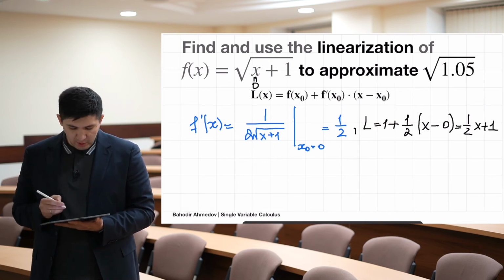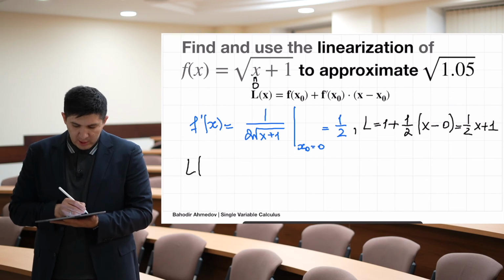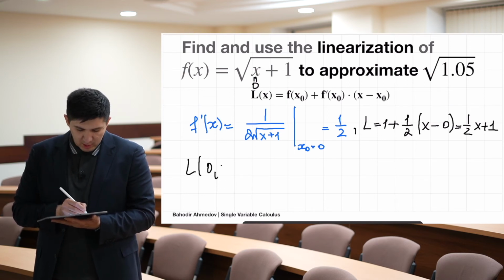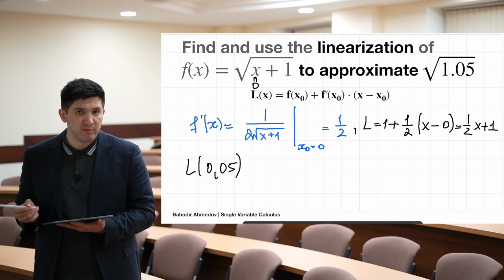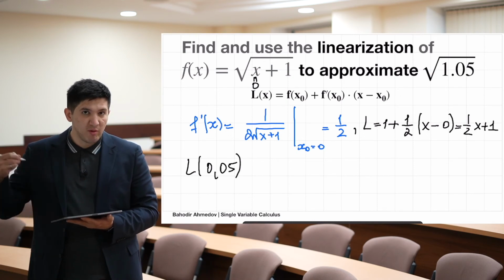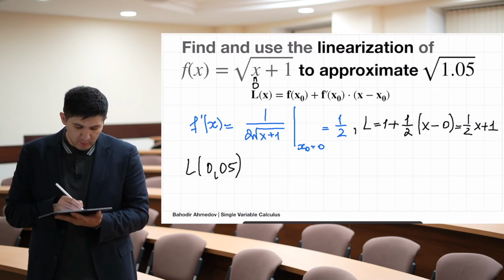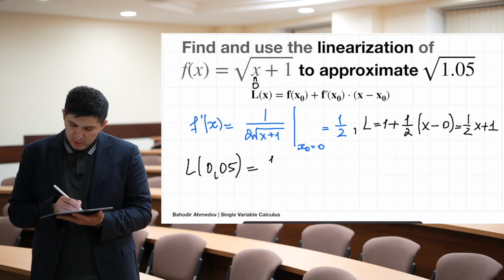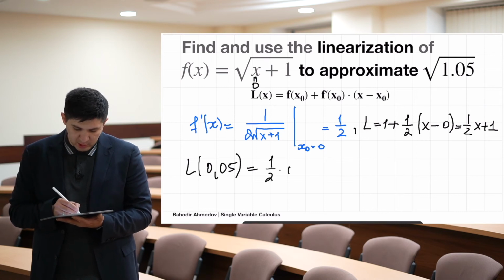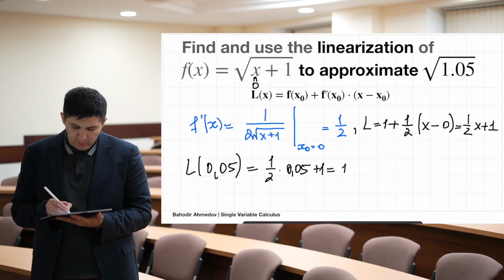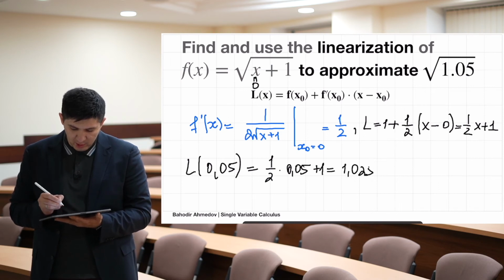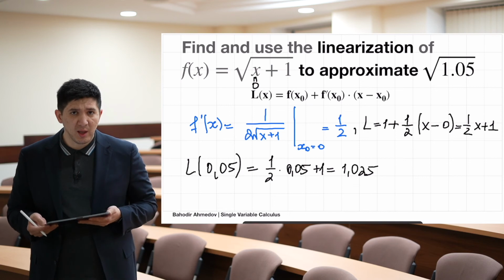Okay? So now we have to evaluate L at 0.05, right? So at the point 0.05, our approximation is going to be 1 over 2 times 0.05 plus 1, which is going to be 1.025. So this point can be a little bit confusing.